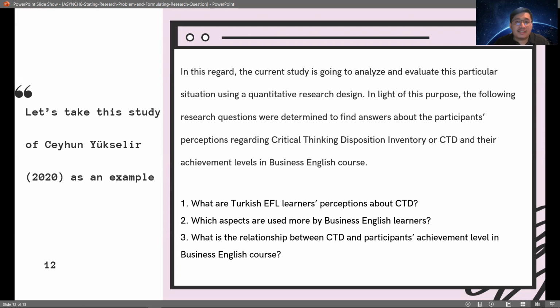So you can use this as a guide, or as a format rather, when you construct your own statement of the problem. So we have here first the statement of the complete and specified research problem at the top. And then at the bottom, we have the research questions that are derived from the research problem. And these research questions will serve as the guide for the entire study.